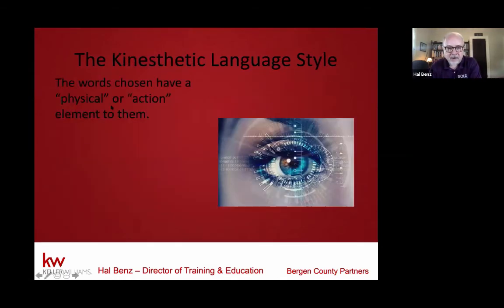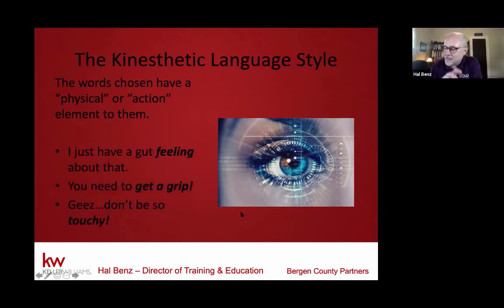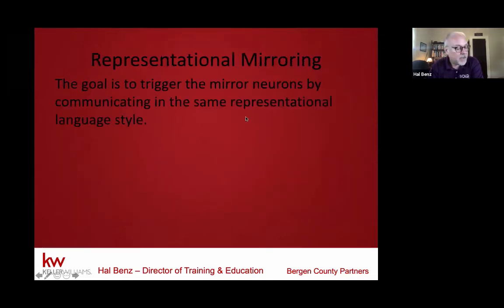Guys, the third pattern here that we're going to listen for is what we call the kinesthetic language style. This is an active style. This is a physical style. And the words that people use will have a physical quality or an action quality to them. Some examples of how this could sound is, I just have a gut feeling about something. You just need to get a grip, right? There's an action, get a grip. Geez, don't be so touchy, right? These are feeling words. These are physical words. These are action words. These are different from visual and auditory. And when we hear this kind of language, we're going to try to mirror back a similar kind of language. And I'm telling you, this is a higher level mirroring skill, but it's a powerful mirroring skill.